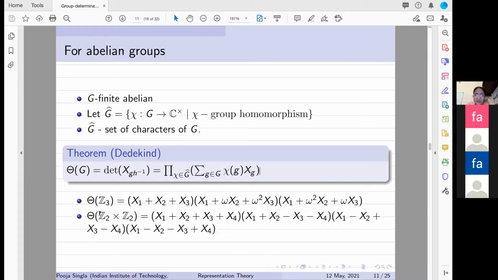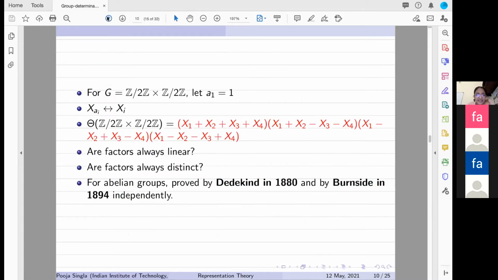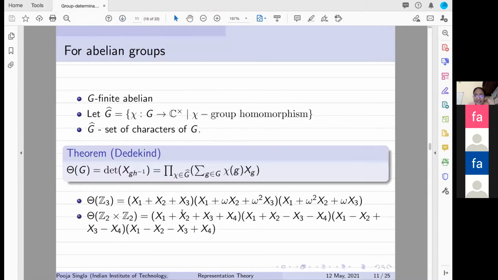Okay, so similarly, one can check that for Z2 cross Z2, if you write all the group homomorphisms from Z2 cross Z2, you get the decomposition that I wrote here. You basically get this decomposition just by knowing the group homomorphisms from G to C star. Now, if you think about it, we didn't start with group homomorphisms at all, right?